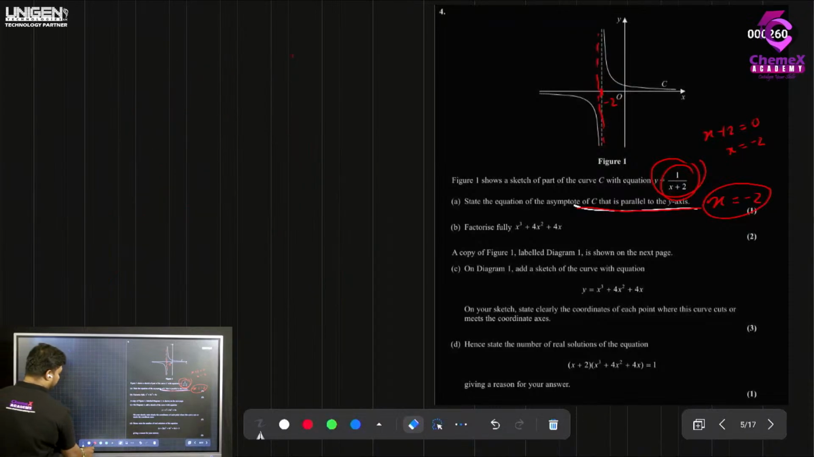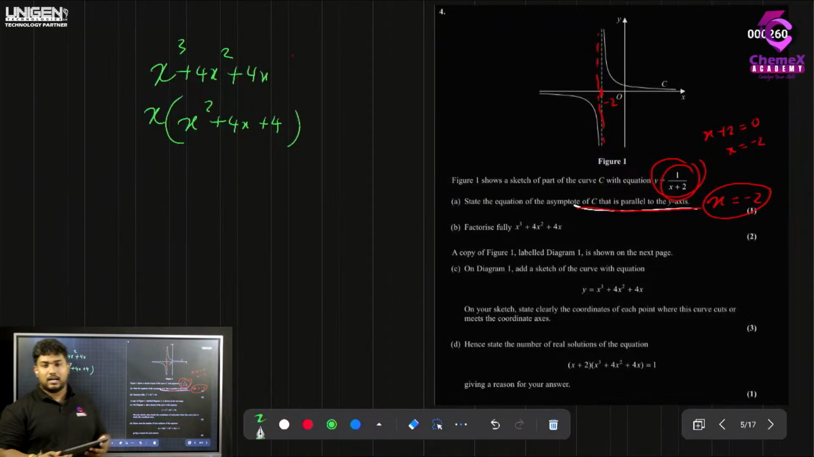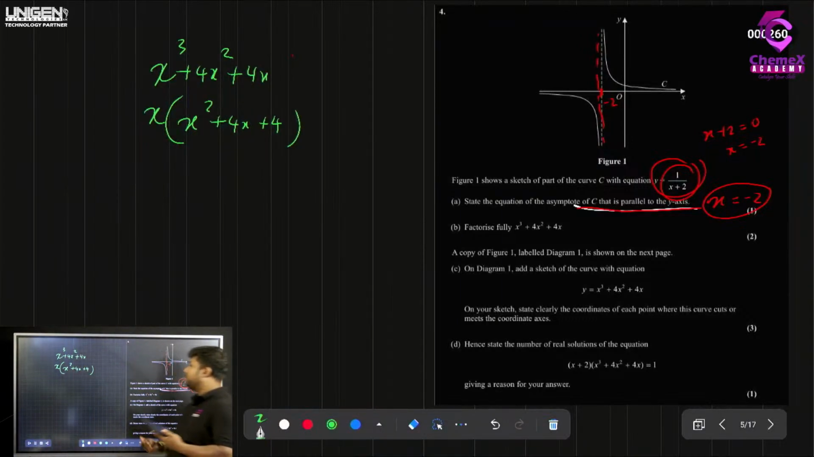They are asking to factorize x to the power 3 plus 4x squared plus 4x. So you can take x out here. If you take x out, you get what? X squared plus 4x plus 4. Okay. After that, how can you factorize?